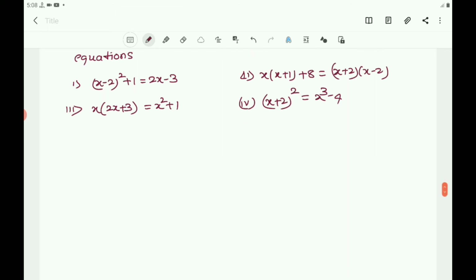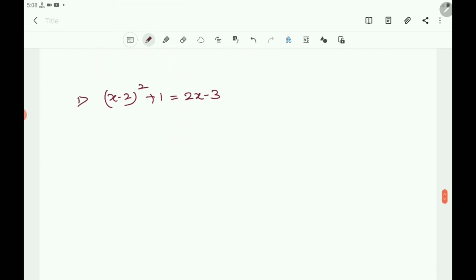Now let us take the first one. x minus 2 whole square plus 1 equals 2x minus 3. Now you simplify the LHS. What is there in the LHS? x minus 2 whole square plus 1. Now you expand x minus 2 the whole square. This is in the form of x minus y the whole square. You know the expansion of x minus y the whole square is x square minus 2xy plus y square.